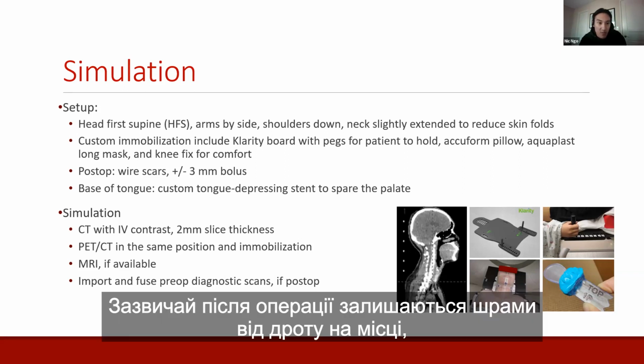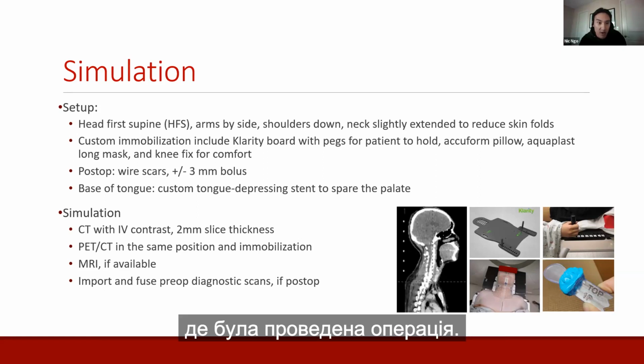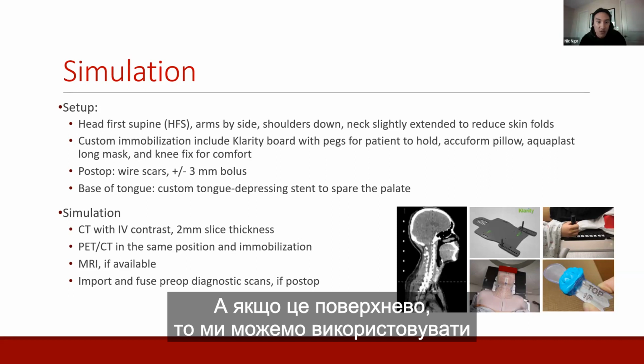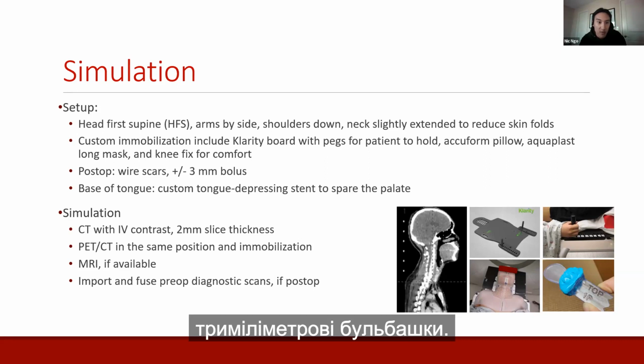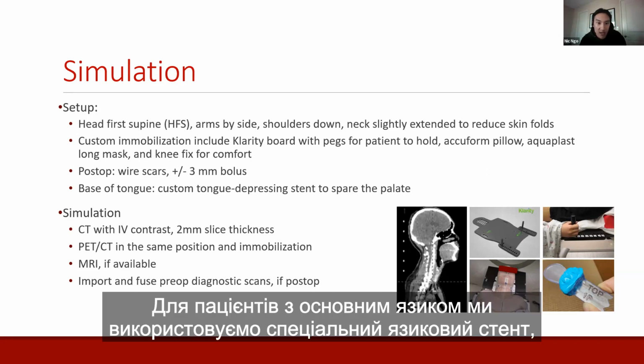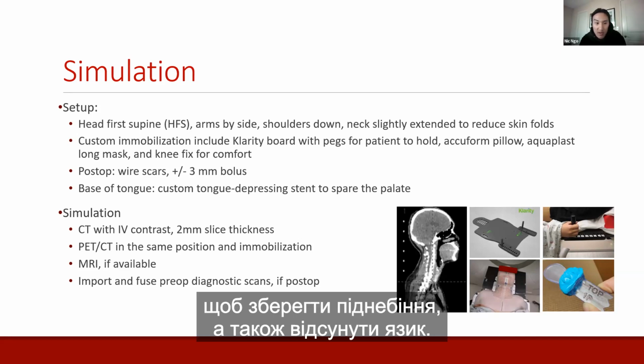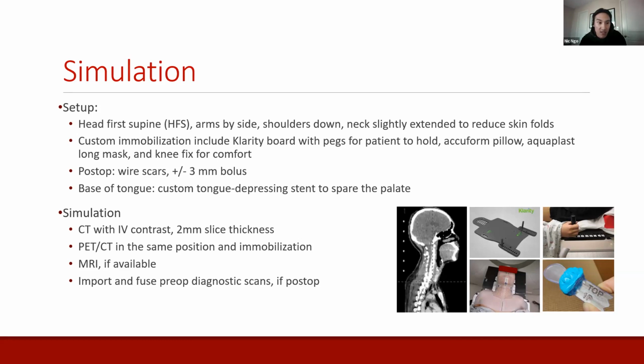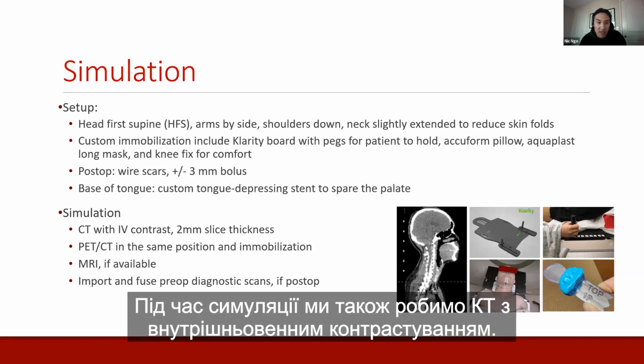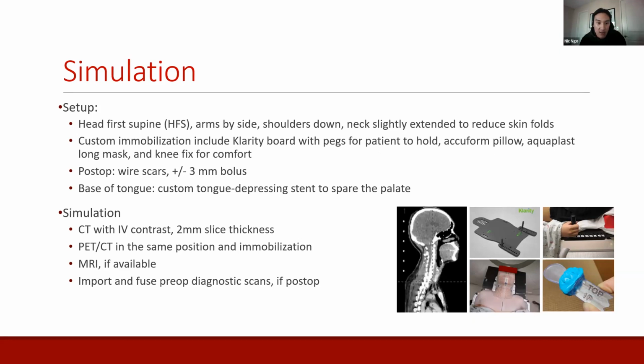Usually for post-op, there'll be wire scars where the surgery occurred, and if it's superficial, then we may use 3 millimeter bolus. For base of tongue patients, we use a custom tongue stent to spare the palate and push the tongue away as well. During simulation, we would take a CT with IV contrast.